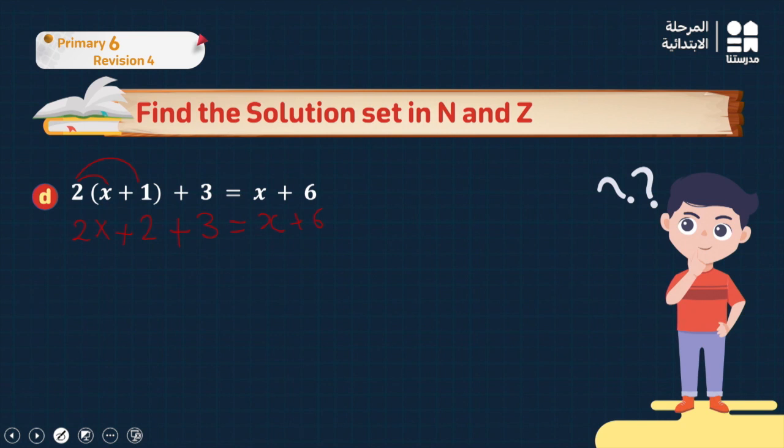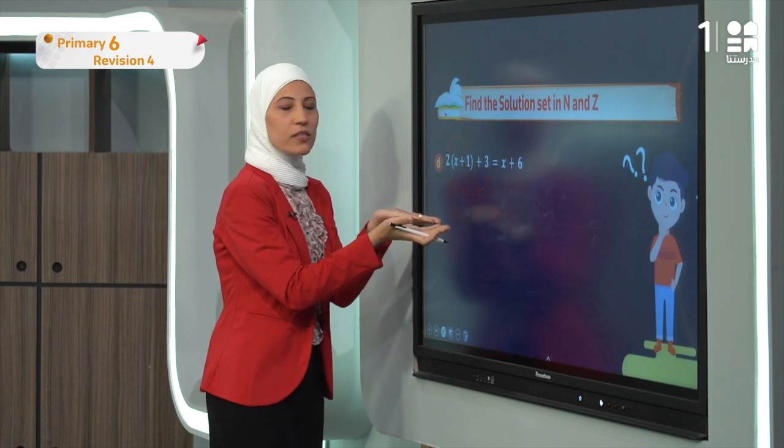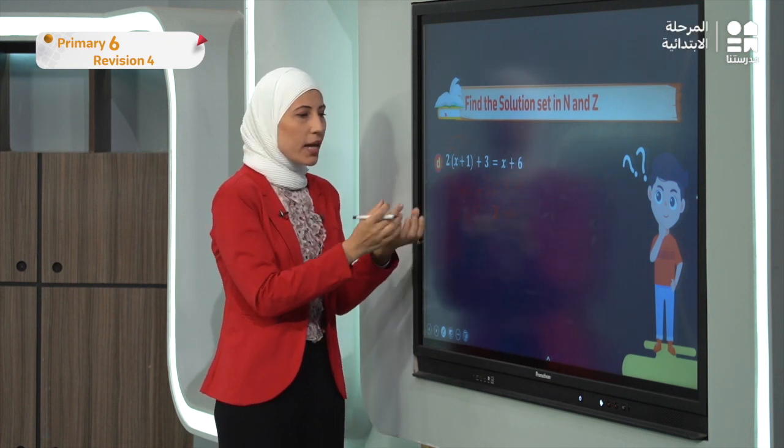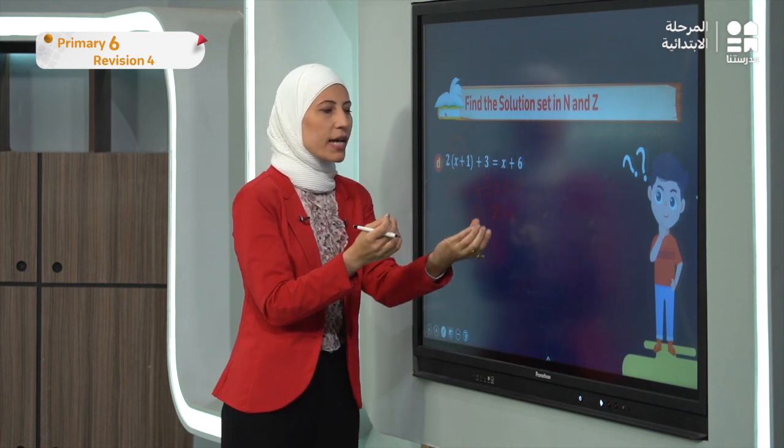I have here numbers, I can add them all together. 2 plus 3 equal 5. So I'm going to write 2x plus 5 equal x plus 6. Now I have an exercise, somewhat similar to the exercise we just solved. Here I have 2x plus 5 equal x plus 6.